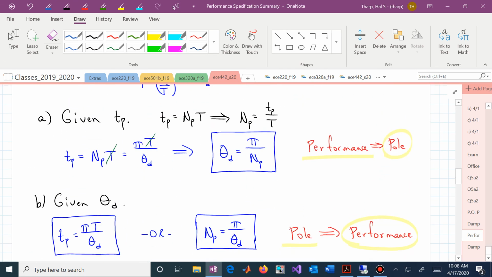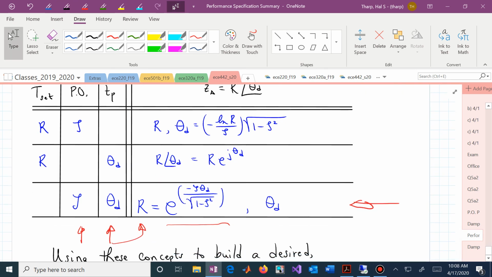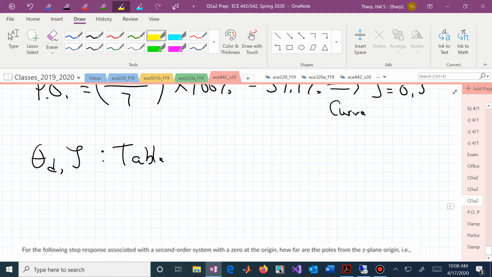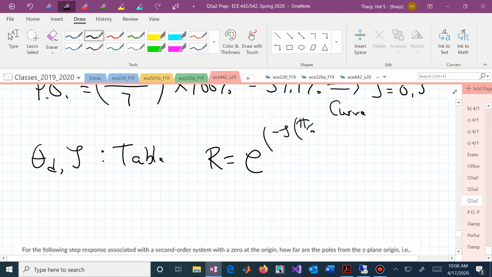That was in our performance specification table. We now have this case again. We can now solve for r. That's equal to e to the minus zeta theta sub d, which is pi over 3 over square root of 1 minus zeta squared, with zeta equal to 0.3, and this ends up being 0.7194.